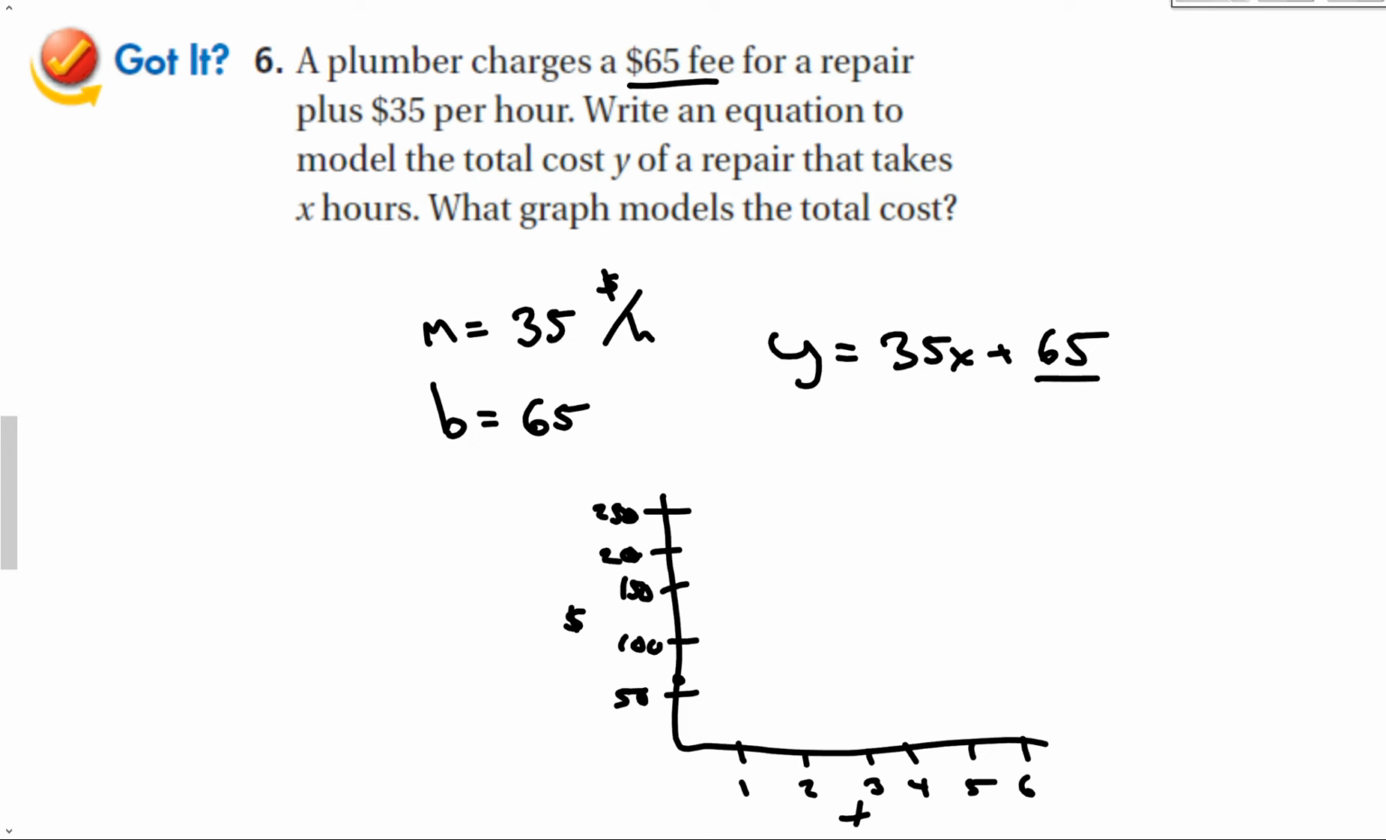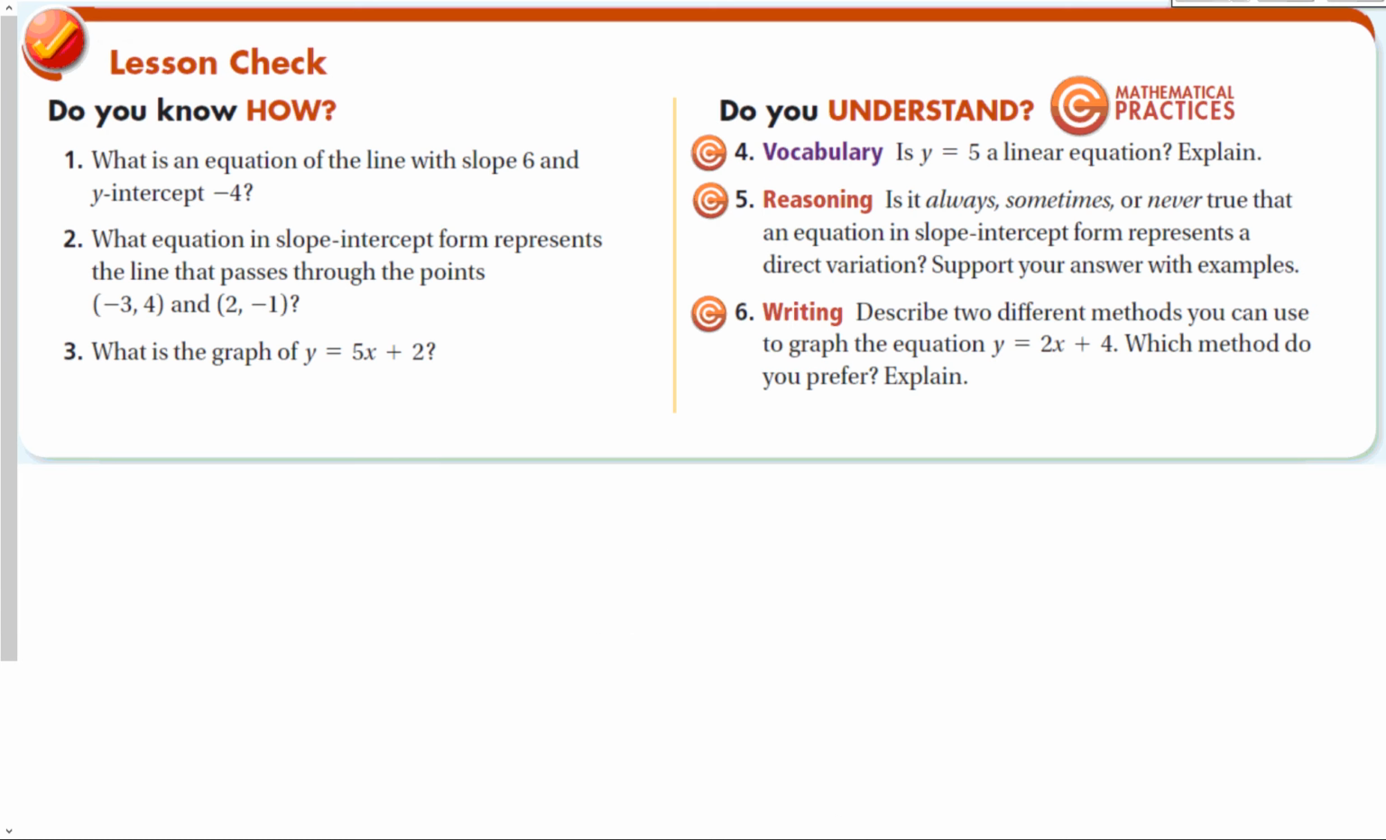So after 1 hour, we're going to have to pay $100. After 2 hours, 2 times 35 plus 65, we're going to have to pay $135. Let's put it right there, about. And now we have our nice line, and we can see that if this guy stays in the house for 6 hours, 7 hours, 8 hours, we're going to wind up owing him a lot of money.